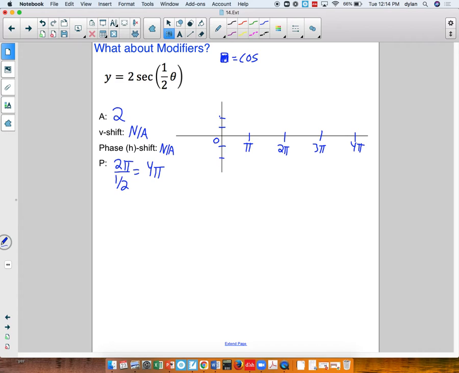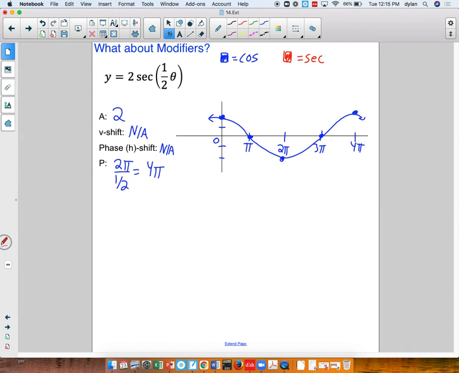So for cosine, we start high, and then go to the middle, and then the bottom, and then back to high again. So our cosine function would look like this. So what that means, now we can put in our secant function.